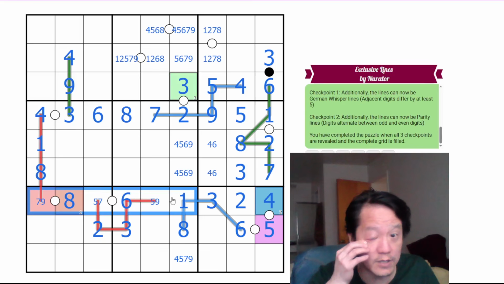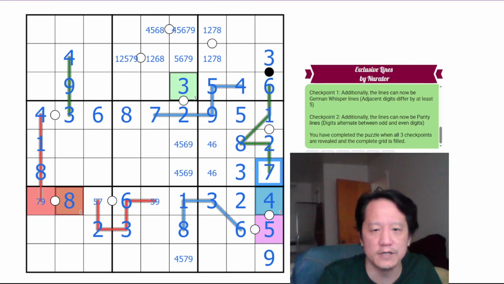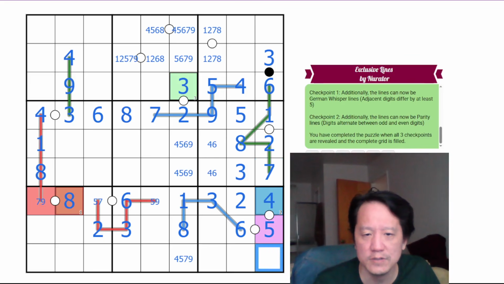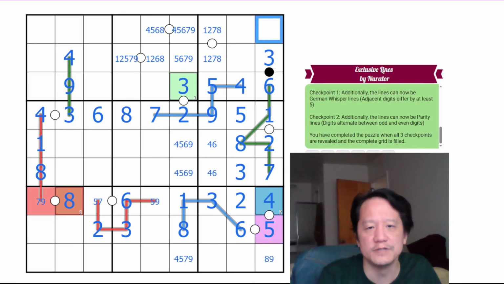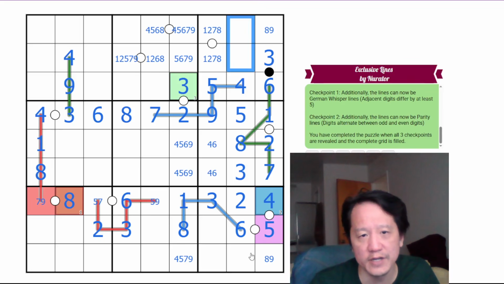Remaining digits in column 9 are 8 and 9. So this is 8 or 9, and this is 8 or 9. Remaining digits in column 8 are 1, 7, and 9.